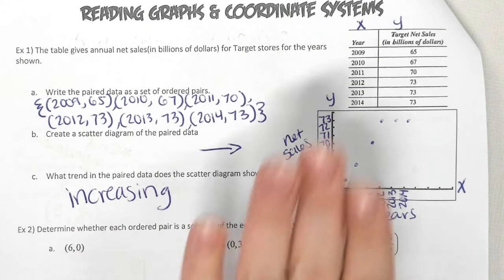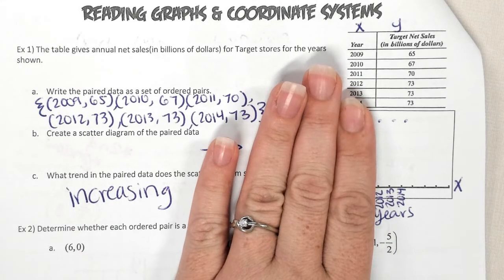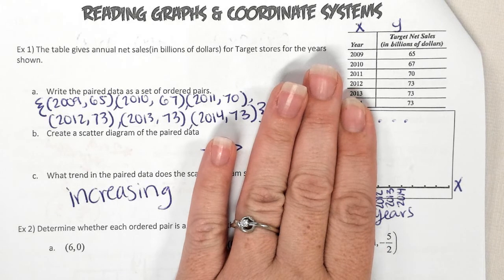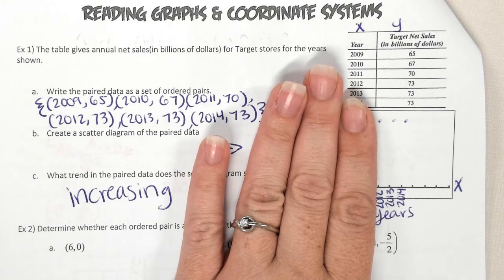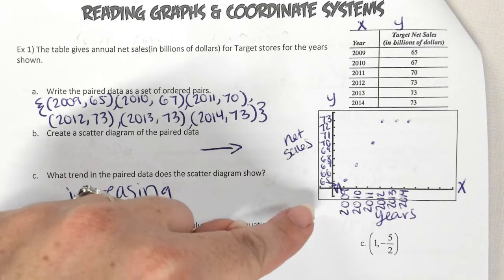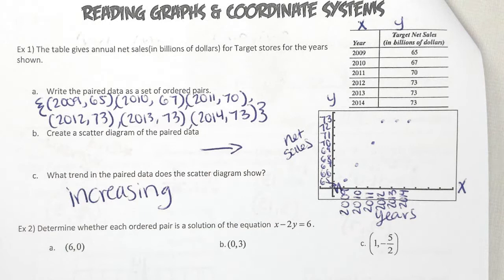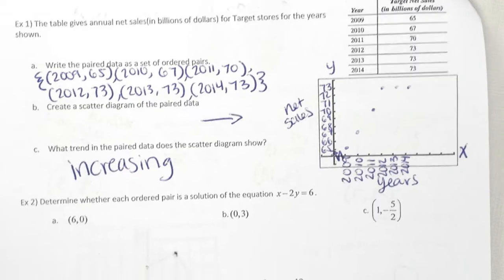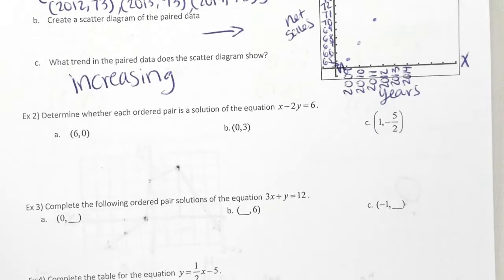Now, what if we were only looking at these 3 points? Would we still say increasing? No. What would we say? Really, it's staying the same, right? There's no change. But since we're looking at all the points, the data is increasing. Yes? Any questions with that? Okay. So let's look at the other ones. These are kind of a little mixed up practice of different things.